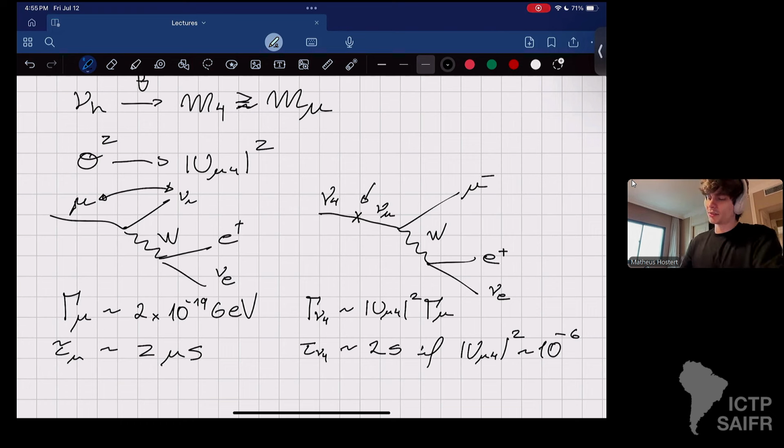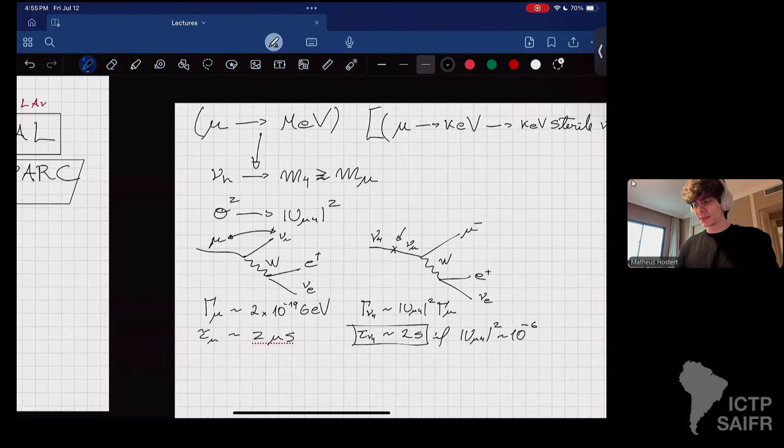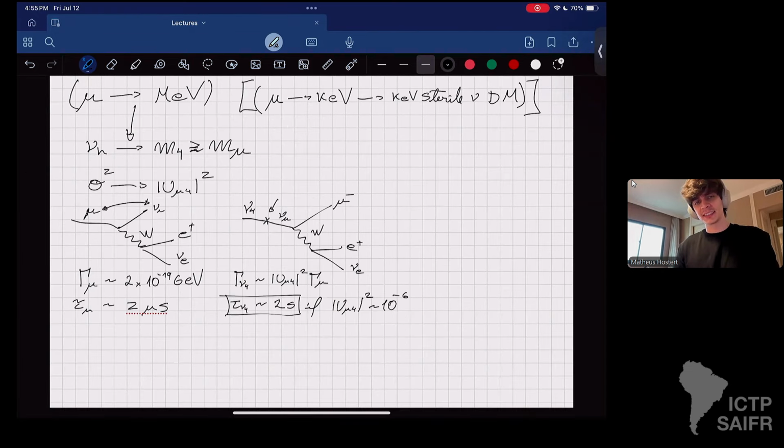So that's telling you muons are relatively long-lived as far as standard model particles go. But nu 4s, this new type of thing, depending on the mixing angle, can be extremely long-lived. 2 seconds is an eternity as far as fundamental particle decay lifetimes go. So these particles can travel significant distances before they decay. And that's something you can explore in one of the exercises, as to how this thing can be observed.